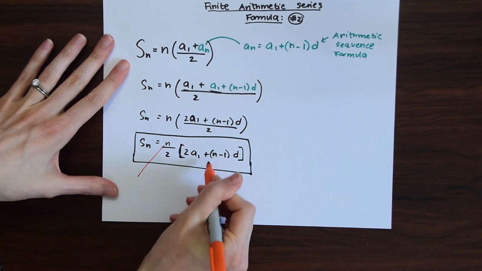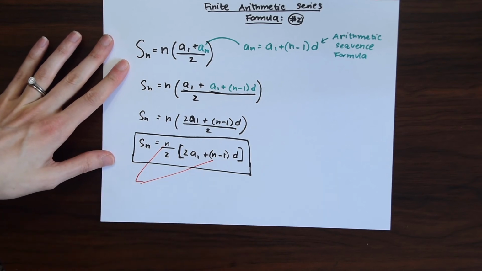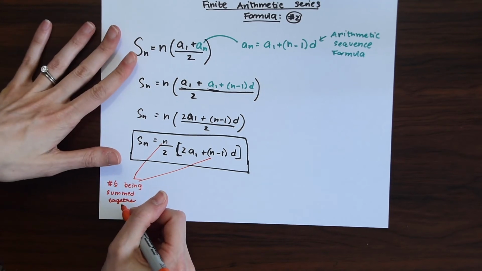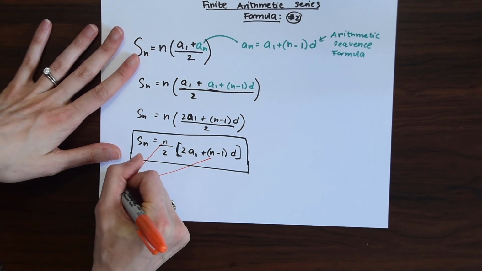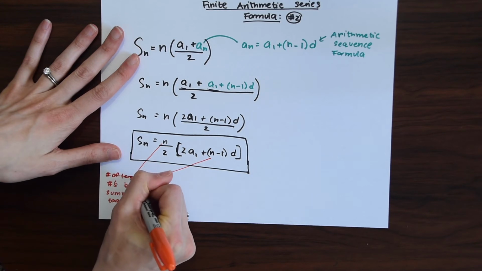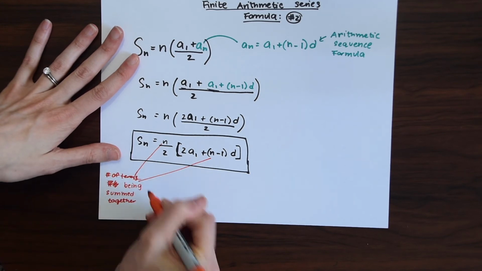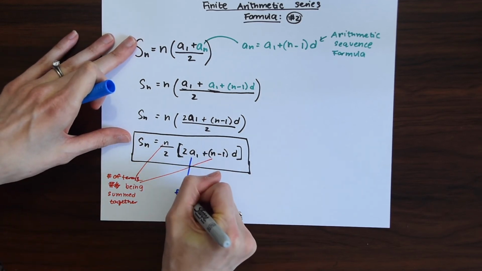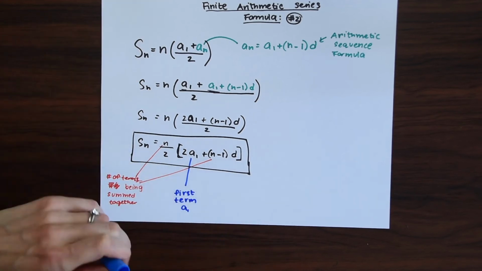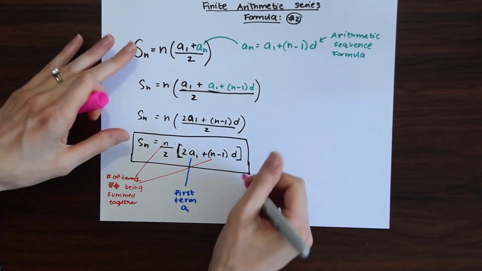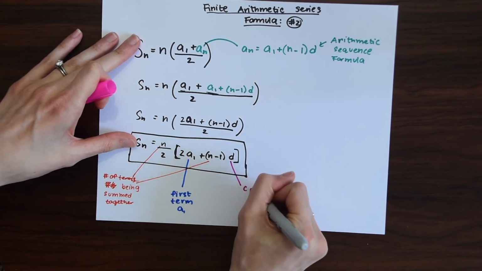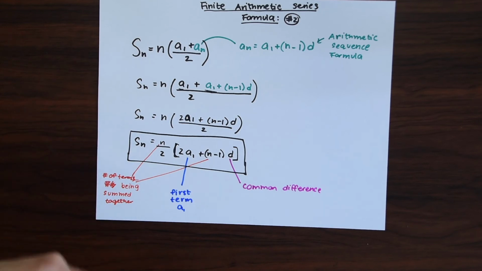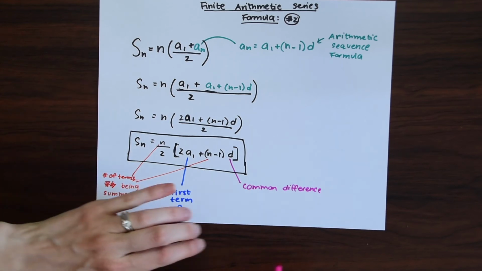So remember n, we have two n's. They are the number of numbers being summed. So this is like the number of terms we are trying to sum. Number of terms being summed together. So that's n. Now a sub 1, that's still our first term. And then we have this other value d. So d is something called the common difference. And all this is the number that's being added or subtracted to each number in the sequence.